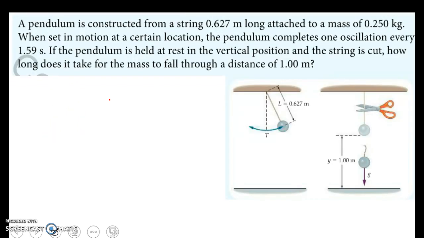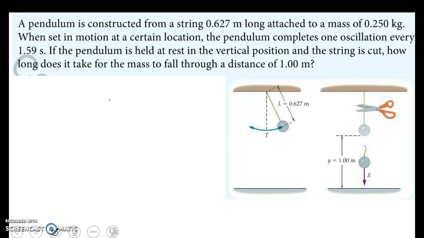All right, so we have a pendulum here, and this is a kind of higher order question, but I like it. It has a string length of 0.627 meters, and it's attached to a mass of 0.25 kilograms. When we set it in motion, it completes one oscillation every 1.59 seconds. So we know our period. If the pendulum is held at rest in the vertical position and the string is cut, how long does it take for the mass to fall a distance of 1 meter?